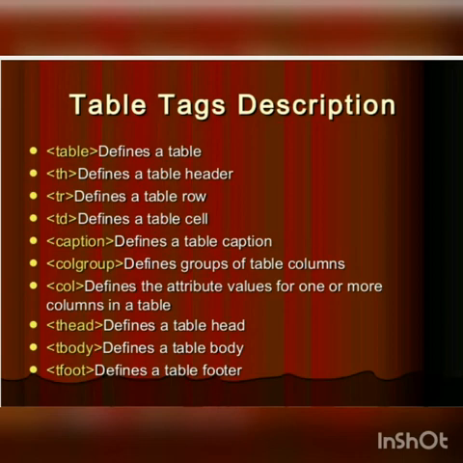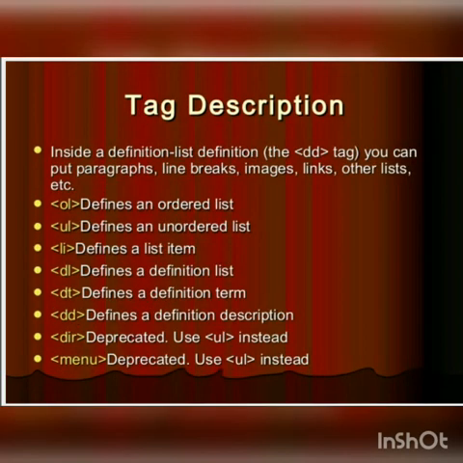Next, the general tags which we use and their description. Inside a definition list, definition which means DD, you can put paragraphs, line breaks, images, links, other lists. OL defines ordered list, UL defines unordered list, LI defines list item, DL defines definition list, DT for definition term, DD defines definition description, DIR is used instead of UL, and menu is used instead of UL, which means the unordered list.